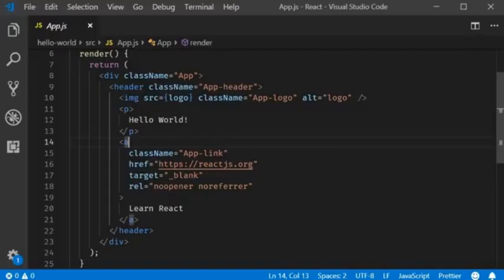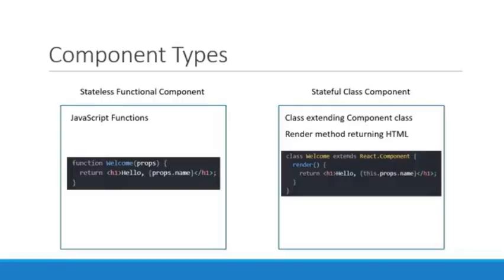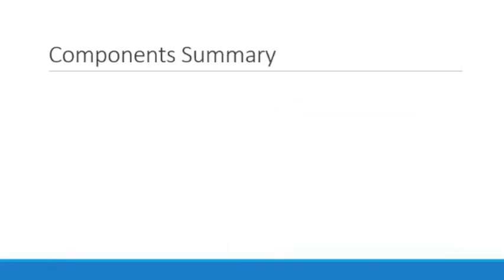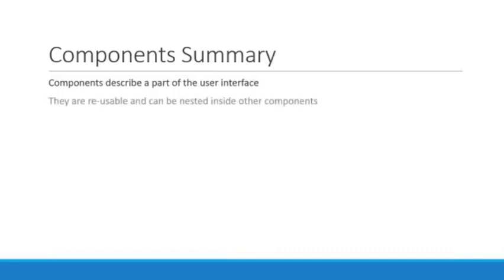Alright, then let me quickly summarize what we have learned about components. Components describe a part of the user interface. They are reusable and can be nested inside other components. There are 2 types of components, stateless functional components and stateful class components. Components are the building blocks of any React application, so it is crucial to get a good understanding of the 2 types of components. Let's start with functional components in the next video.